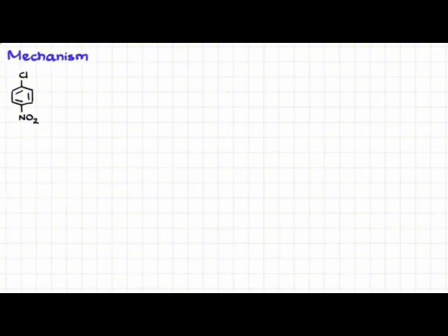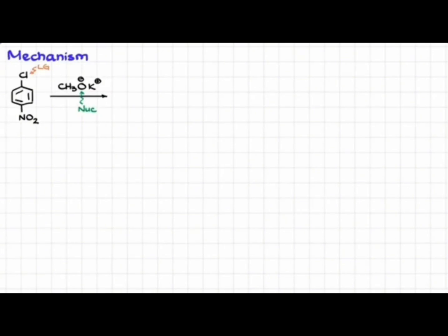So, let's talk about the mechanism of nucleophilic aromatic substitution. I'm going to take this aromatic compound that I have over here with the nitro group and chlorine, and I'm going to treat this molecule with potassium methoxide. Doing the preliminary analysis of the molecule, I can see that the chlorine in this case is going to be our typical leaving group. So I'm probably going to be replacing this chlorine over here, and of course the methoxide here is going to be my nucleophile.